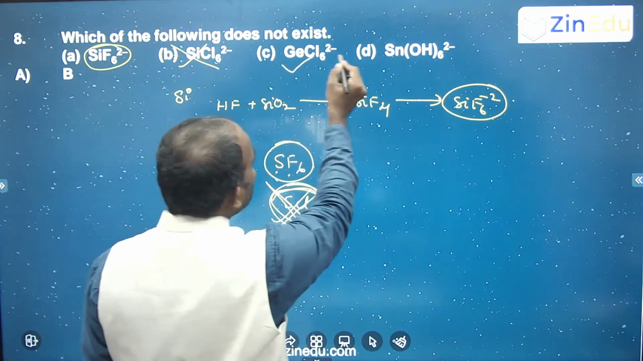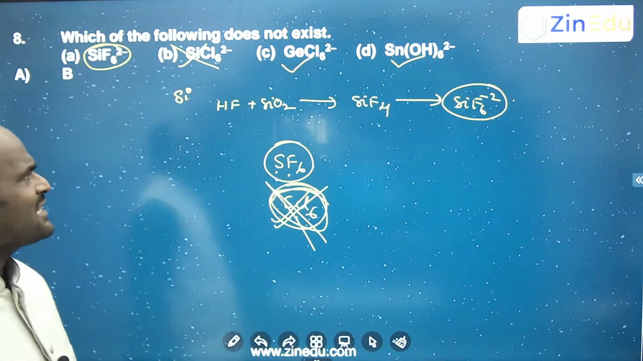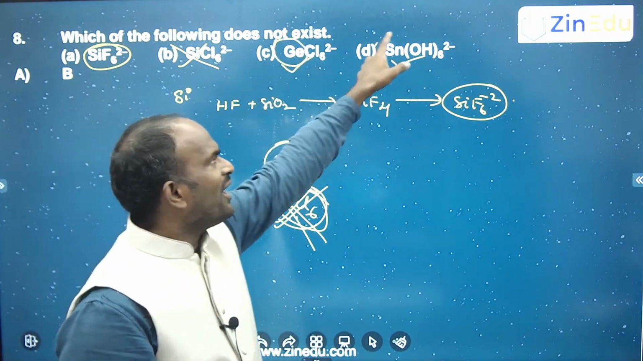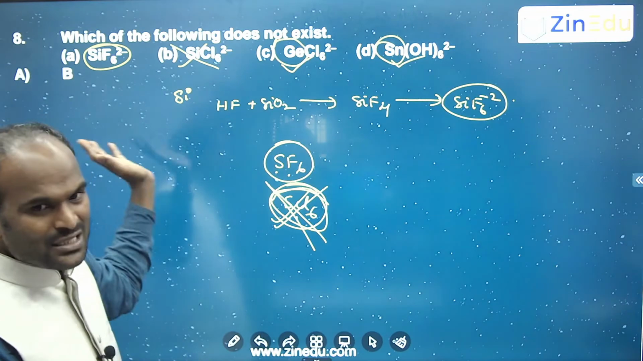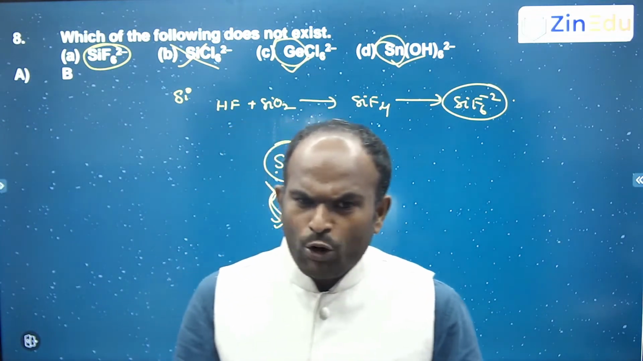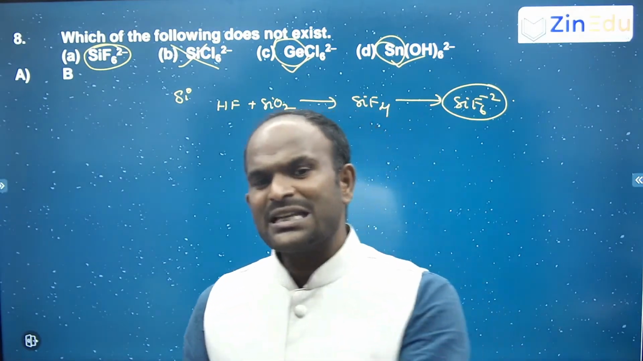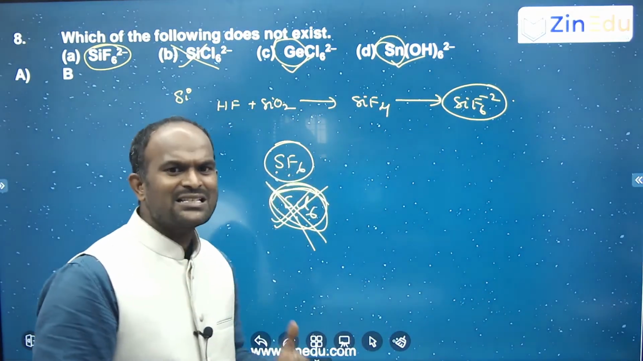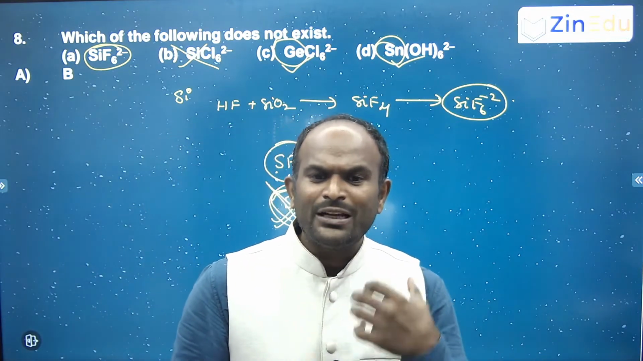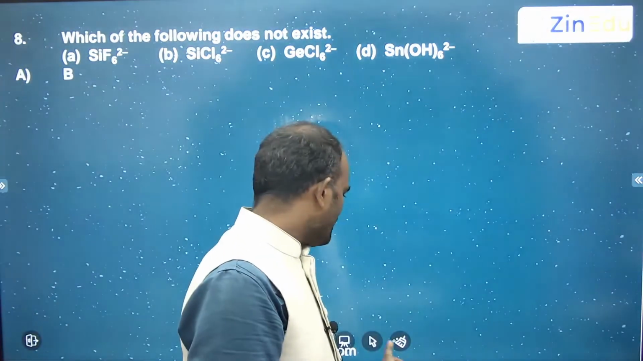And here GeCl6 minus 2 and Sn(OH)6 minus 2 can exist because of the larger size of germanium and the larger size of tin. But silicon has a smaller size, that's why it is able to accommodate 6 fluorines but not 6 chlorines. That's why SiCl6 minus 2 cannot exist. This is a very frequent question asked everywhere. Right. Next one.